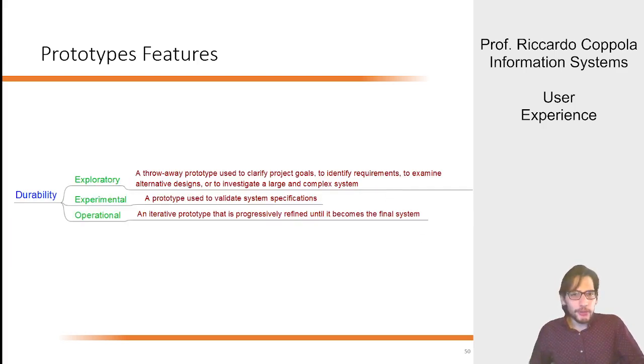In terms of durability, I can have 3 different categories of prototypes. Exploratory prototypes, so I do something very sketchy to understand the requirements immediately. It just lives for like half a day. Experimental prototypes, we use them to validate some system specifications and they will work for a while. And operational is an iterative prototype which follows the whole development of the project.